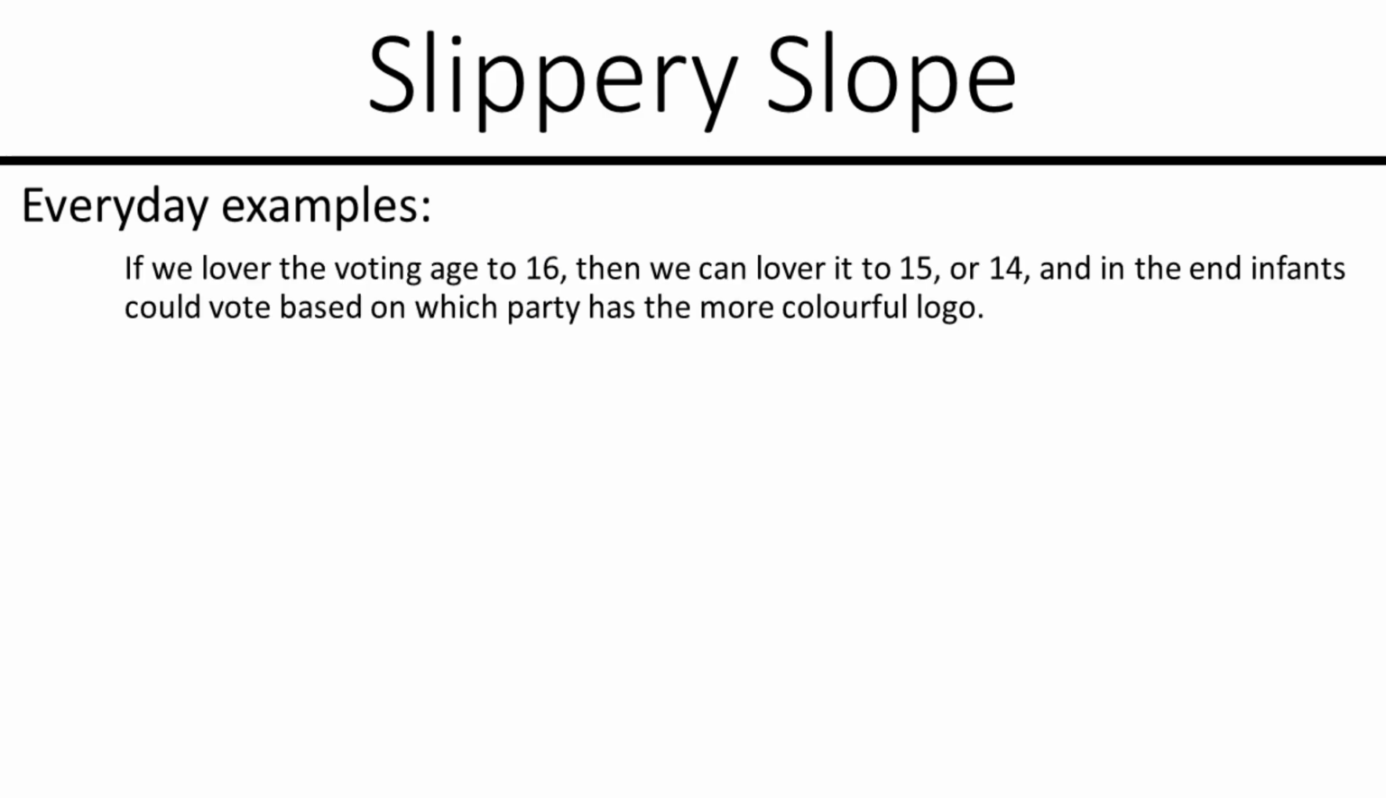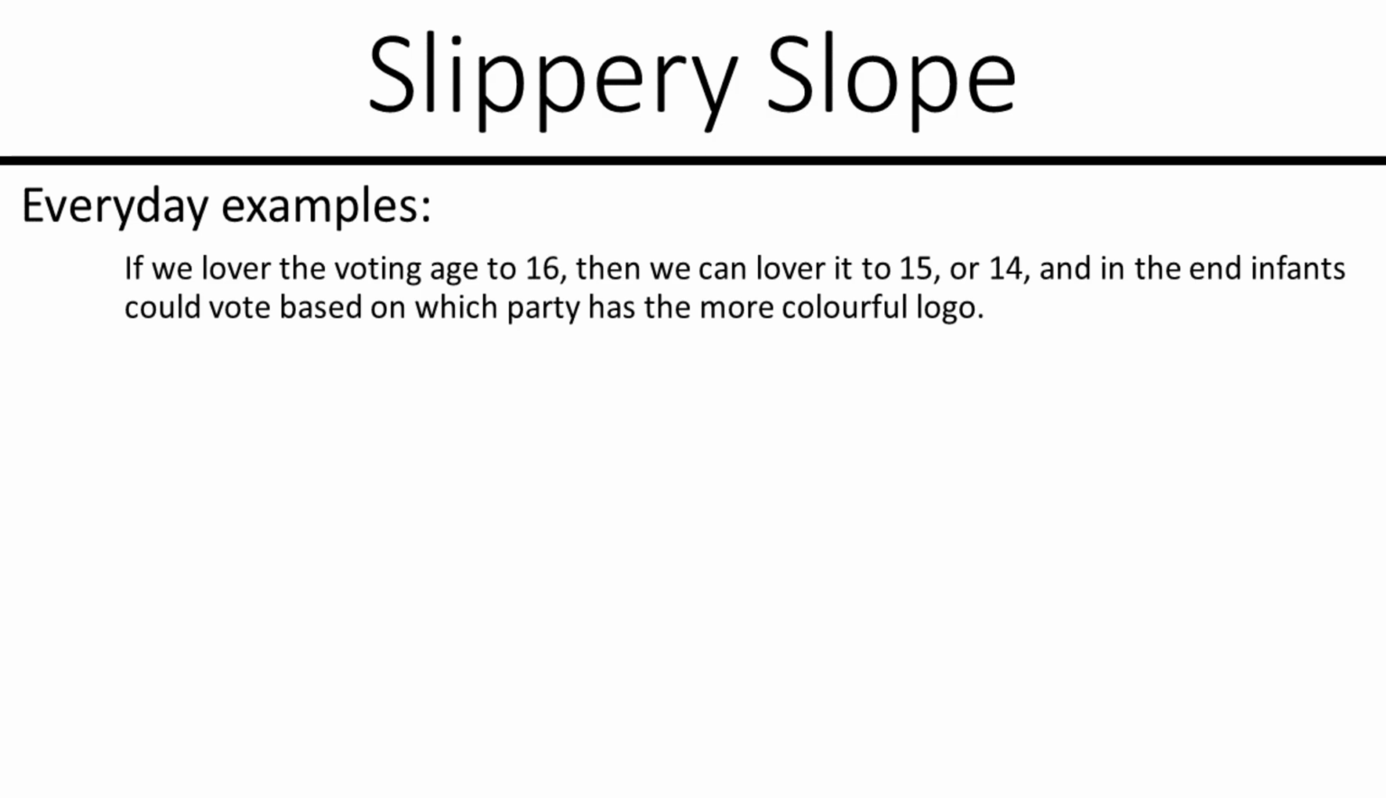Another example would be, if we lower the voting age to 16, then we can lower it to 15 or 14, and in the end, infants could vote based on which party has a more colorful logo. Here the connection between each step is fallaciously established by the fallacy of the heap, arguing that there is no difference between moving a single unit or 2 units, therefore there is no difference between moving a single unit or as many units as we would like.